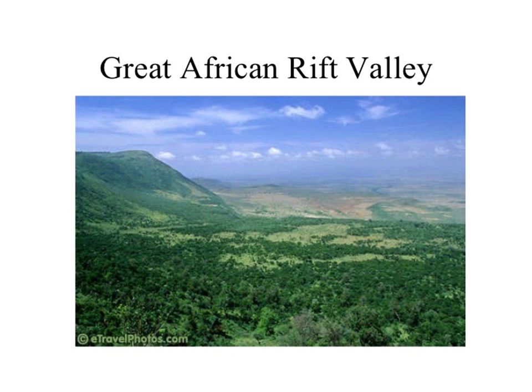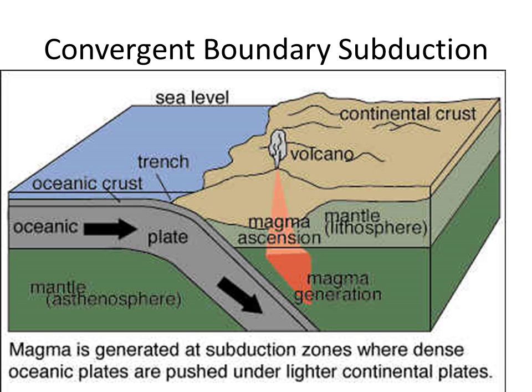And here's the Great African Rift Valley. The Rift Valley was formed by divergent plate movements where they're pulling apart, but there also are plate movements where the plates come together. In this diagram you see convergent boundary subduction. So convergent means they're coming together. Subduction means that one plate is going down below the other plate.